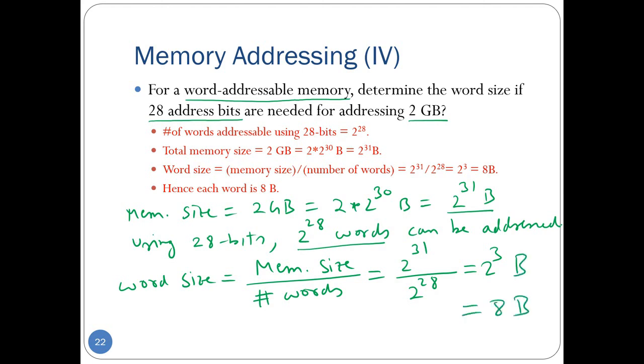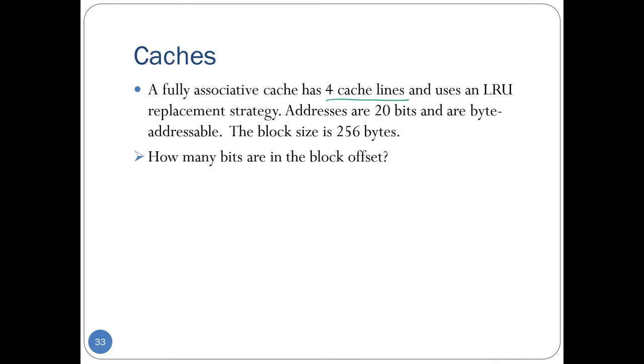So this is an associative cache that has only 4 cache lines. It uses the LRU replacement policy. The memory addresses are 20 bits in size, and it's a byte addressable memory. The block size is 256 bytes. What that means is every cache line can store 256 bytes. The question is how many bits are there in the block offset.